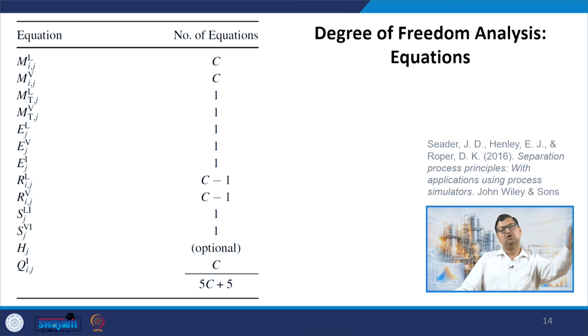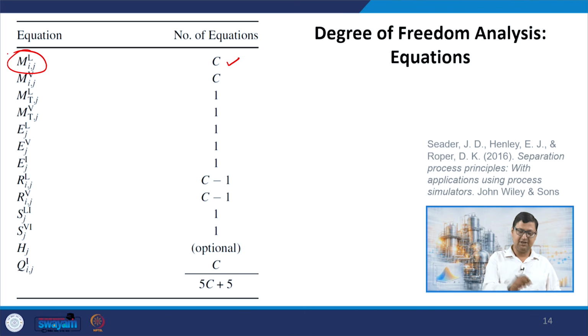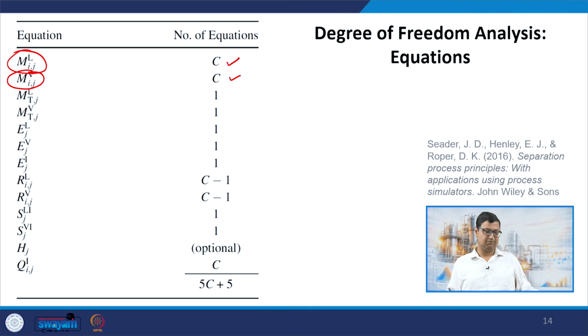So, now we can do a degree of freedom analysis for these MERSHQ equations. We can count how many equations we have and how many variables we have, and using that we can find the degree of freedom. In this case, we have C equations coming from the liquid phase material balance of all the components, and C equations coming from the vapor phase material balance of all the components.